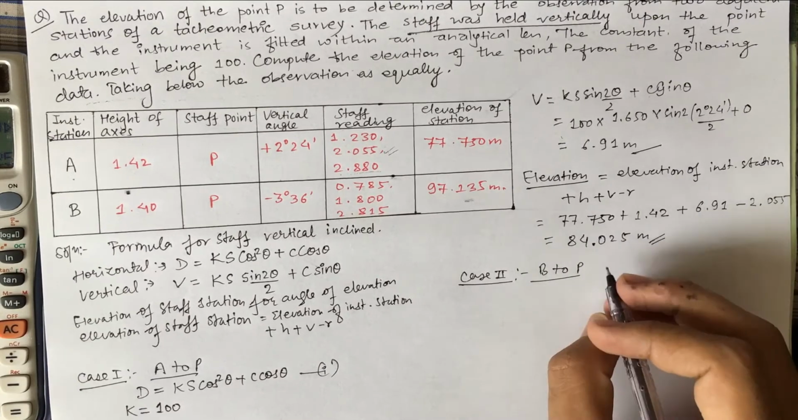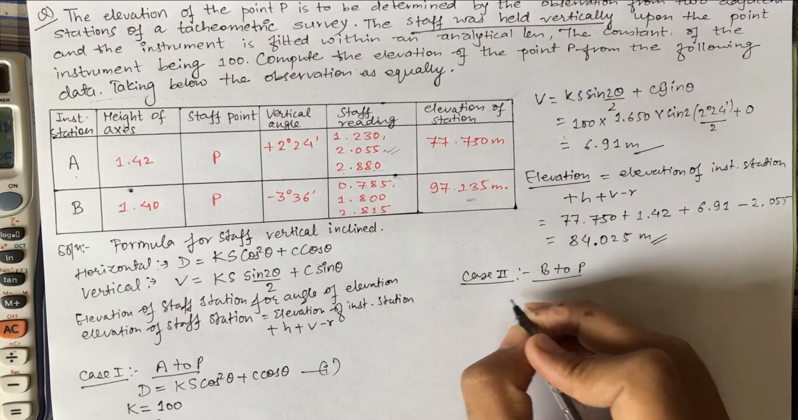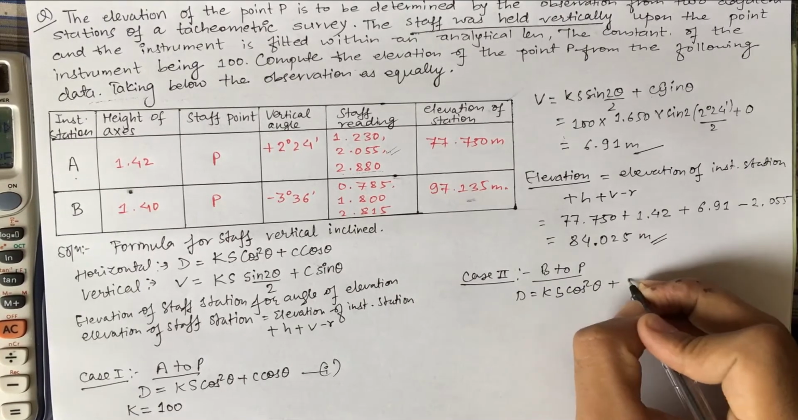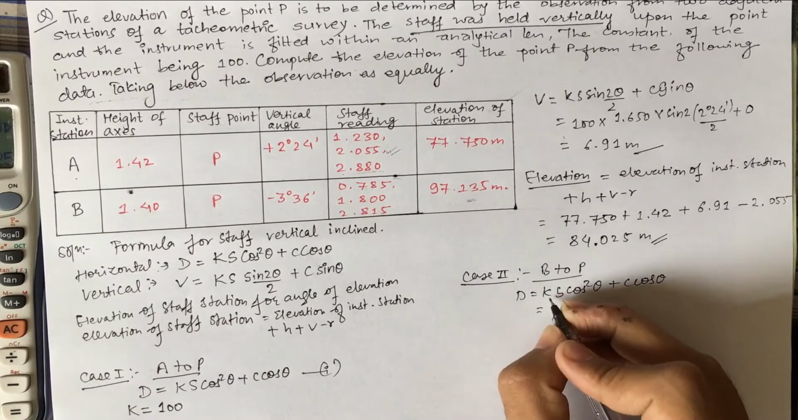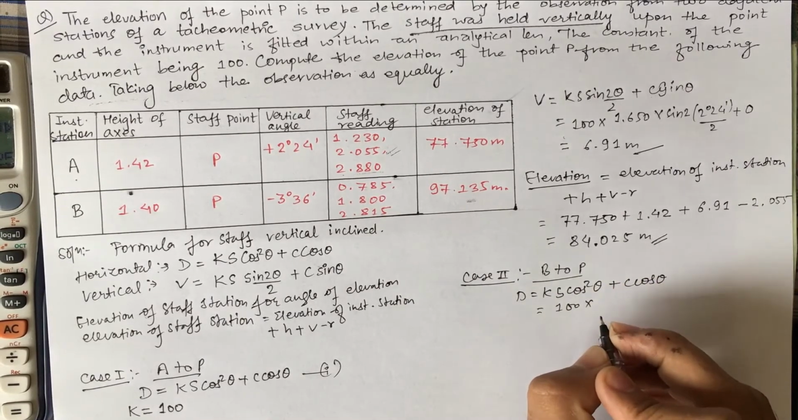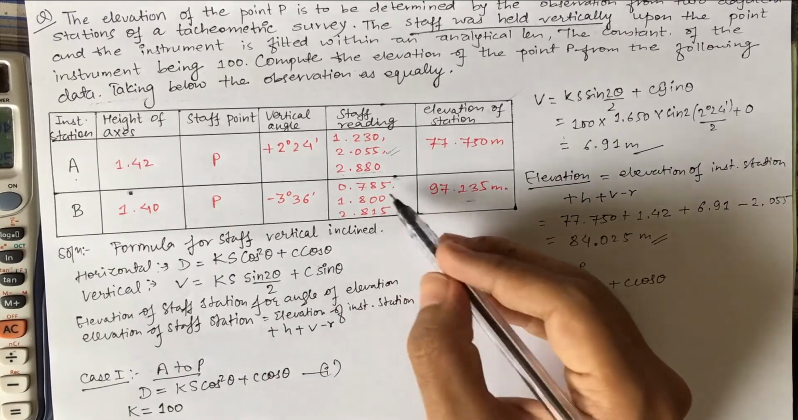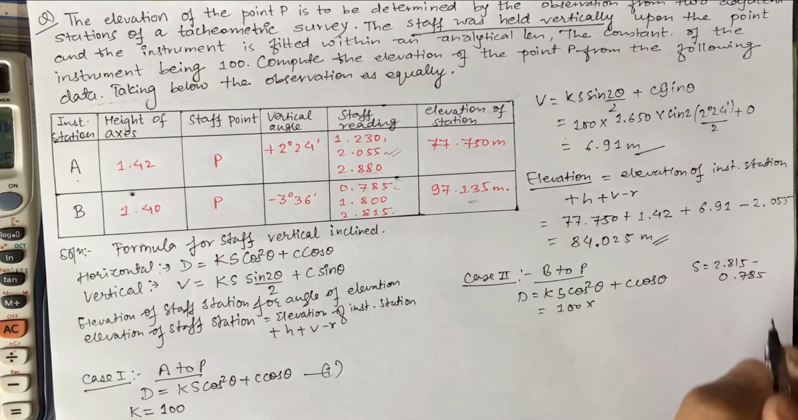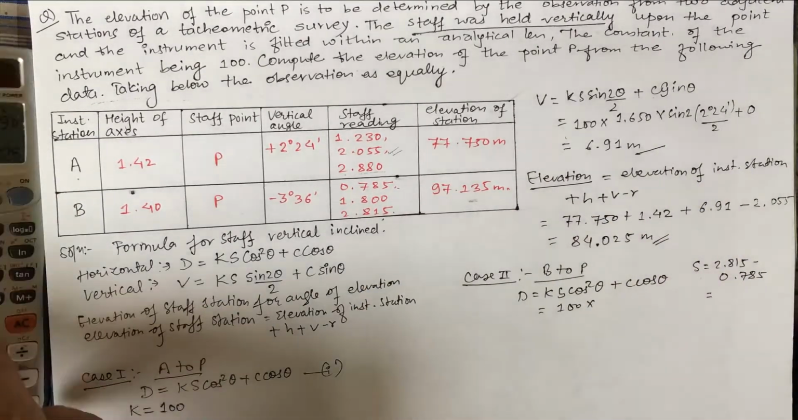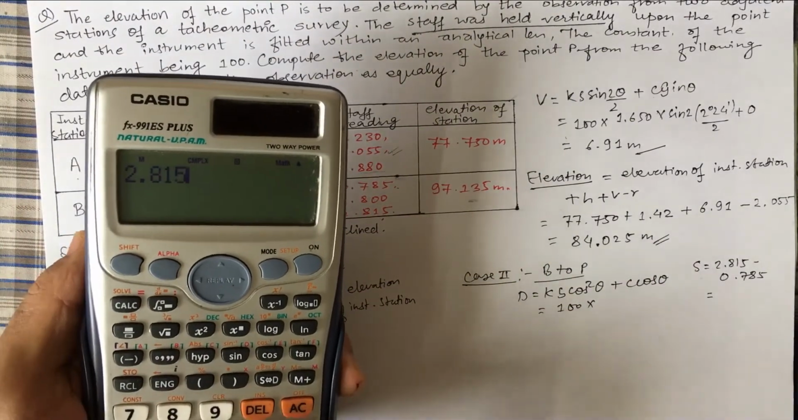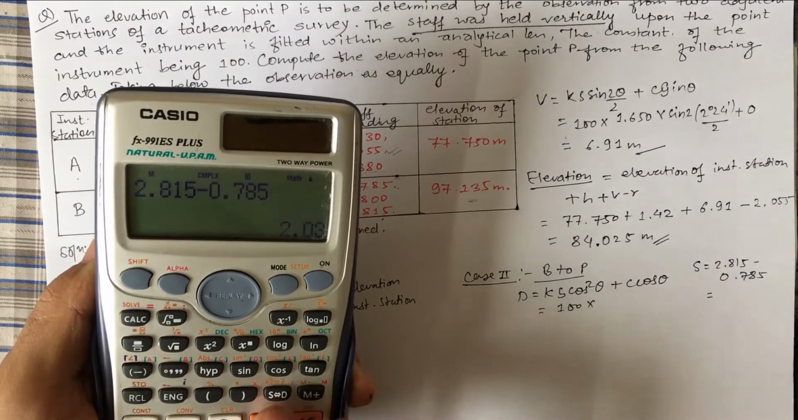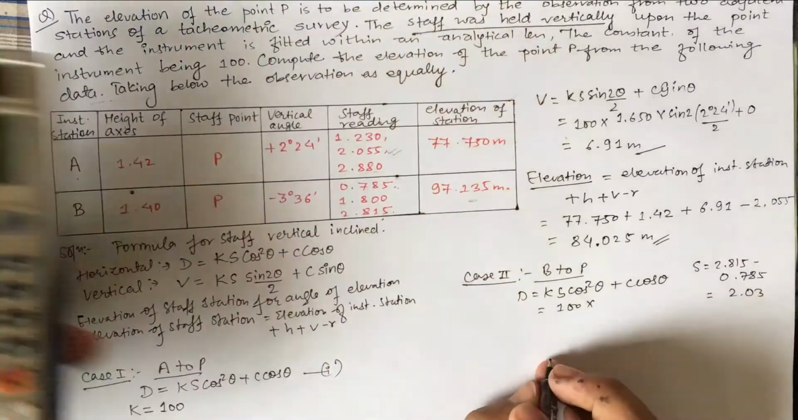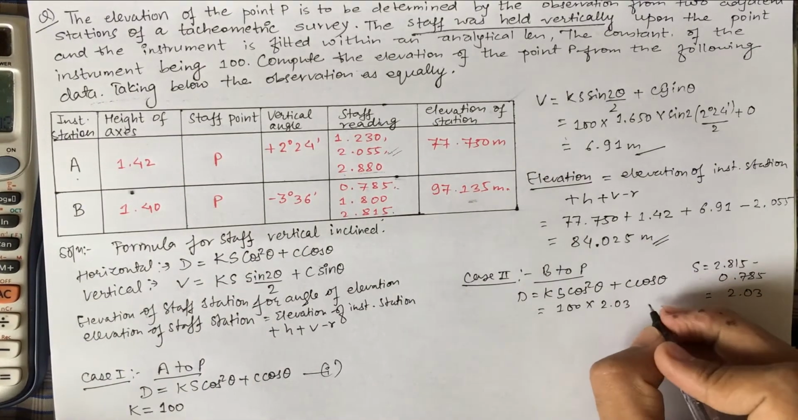So for this, we'll use the same formula, D equals K S cos square theta plus C cos theta. Since K is 100, for S, instead of reading, we'll subtract last minus first. So write it here, 2.815 minus 0.785, which gives 2.03. Okay, so we'll write 2.03 into cos square theta.